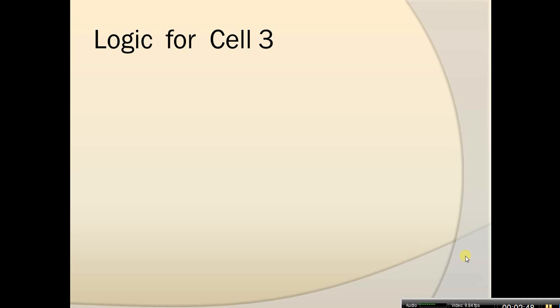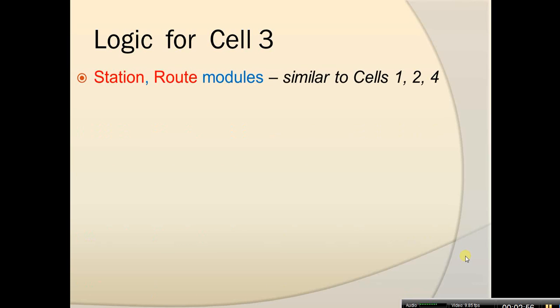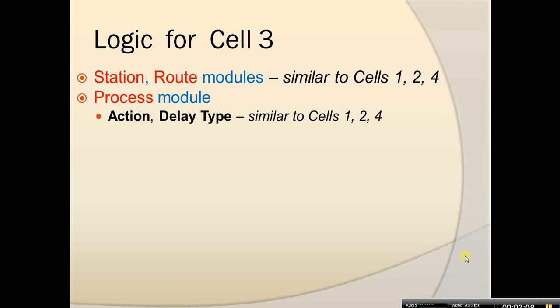So for the logic for cell 3, we have the following. We're again going to have a station and a route module very similar to those that we introduced in modeling the processes for cells 1, 2, and 4. But in the process module, we're going to have some differences. The action is seize delay release, just like before, and the delay type is also an expression, as we had in cells 1, 2, and 4.